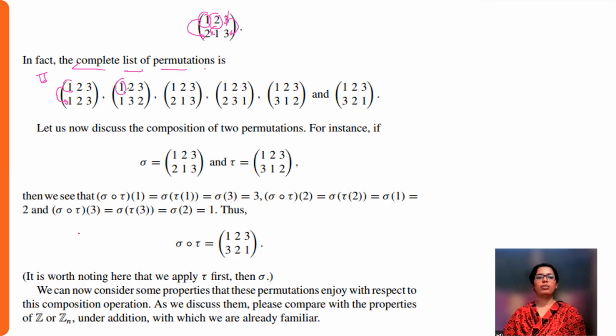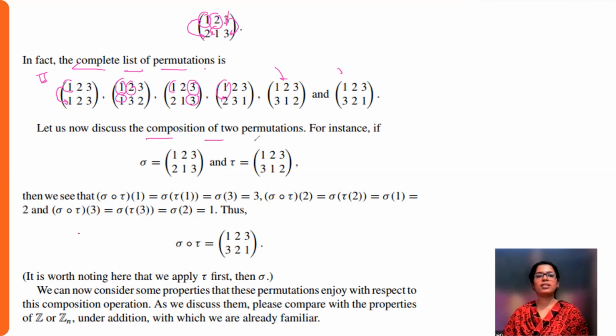The second one we have is where element 1 is fixed, but 2 goes to 3 and 3 goes to 2. For the third one, the element 3 is fixed, 1 goes to 2 and 2 goes to 1. In this one, not one element is fixed. So 1 goes to 2, 2 goes to 3, and 3 goes to 1. Similarly, we can define this one and this one. So from here, we can say we have a total of 6 permutations.